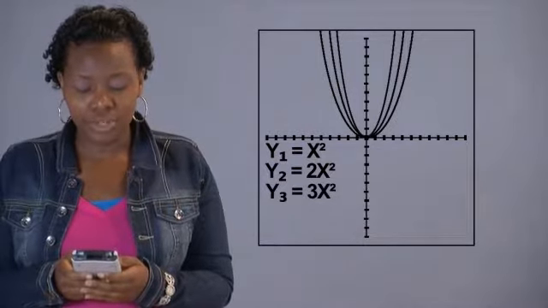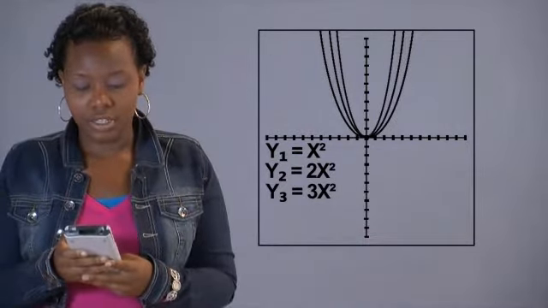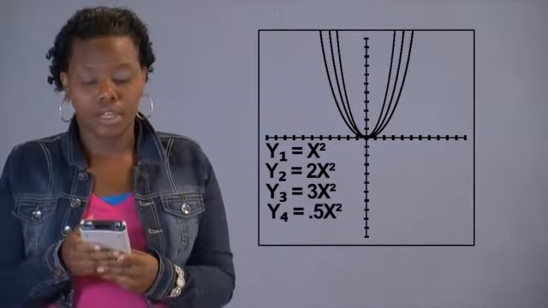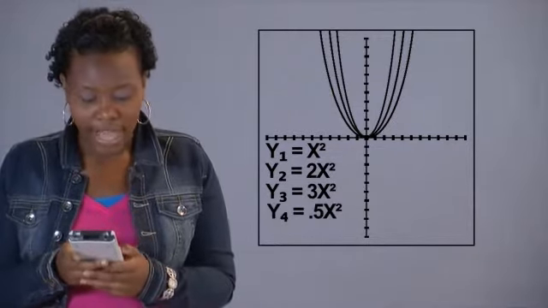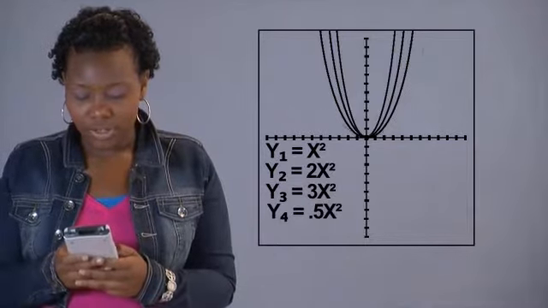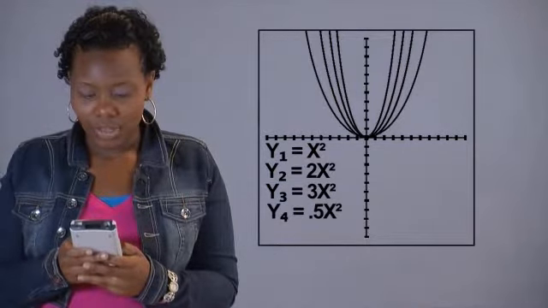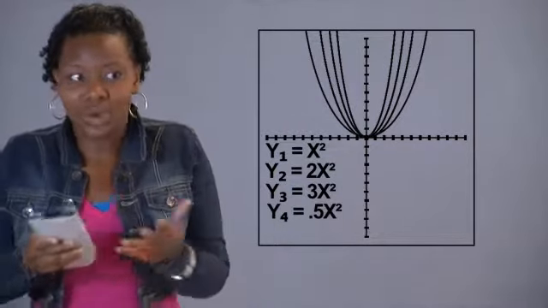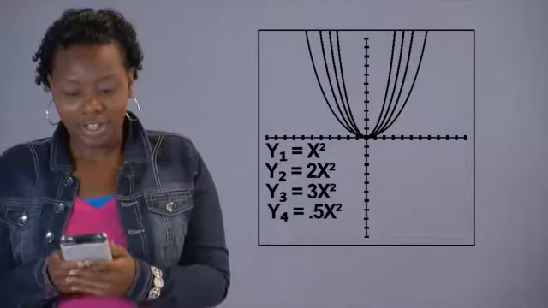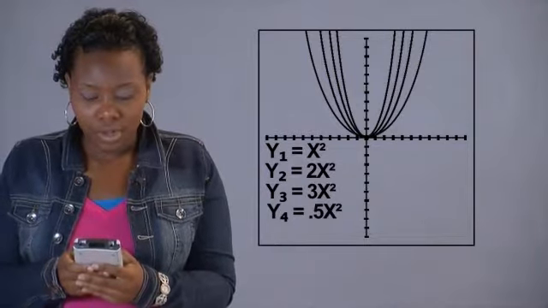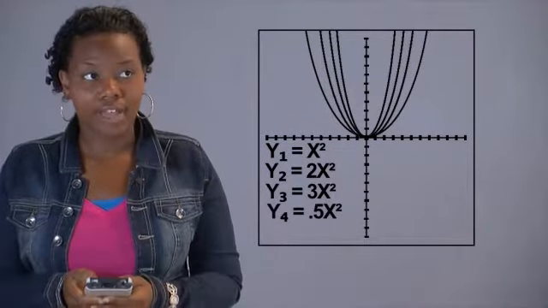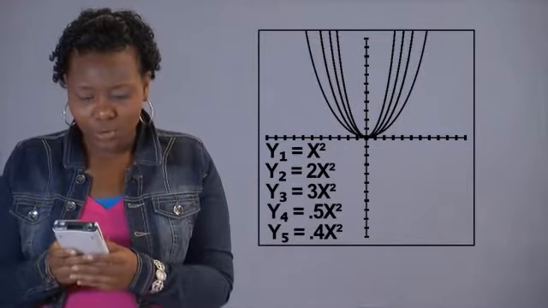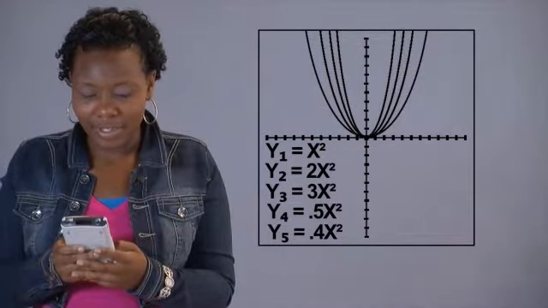Maybe instead of increasing it, I'll decrease it. So let's make this y is equal to something less than 1. 0.5? 0.5x squared? Wow. It makes it bigger than the parent function y equals x squared, meaning it's more open. Let's try one more. What's something less than 0.5? 0.4, of course. 0.4x squared. Let's see what happens.